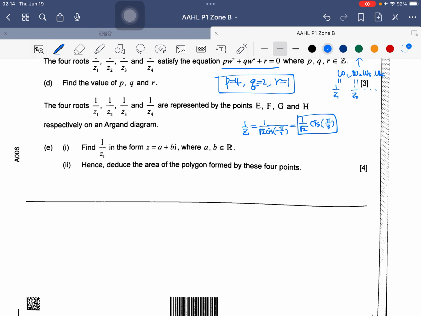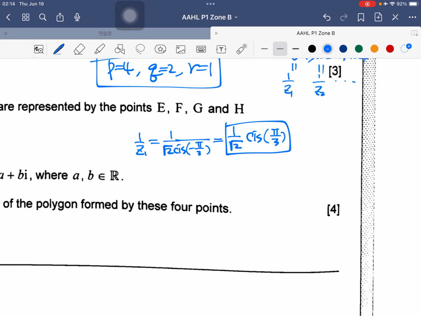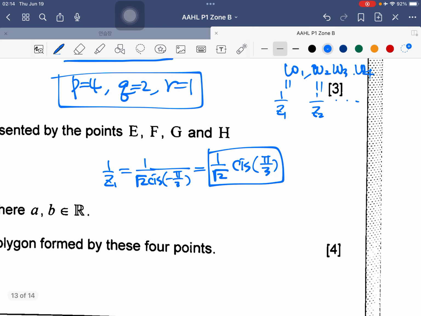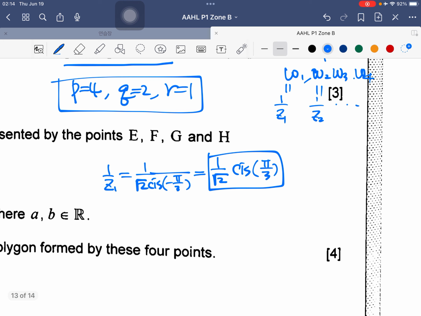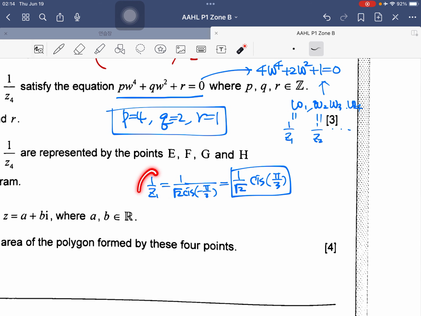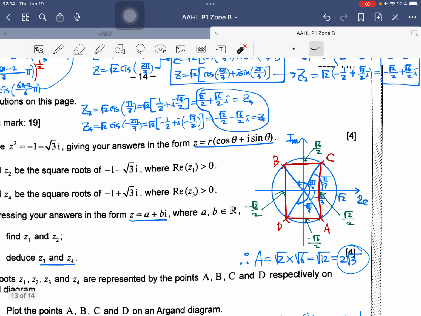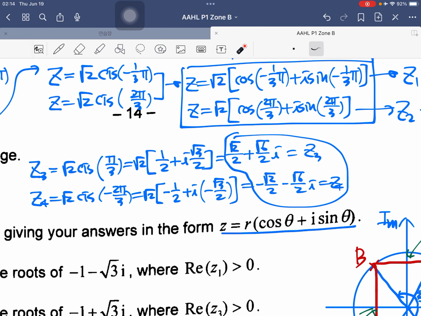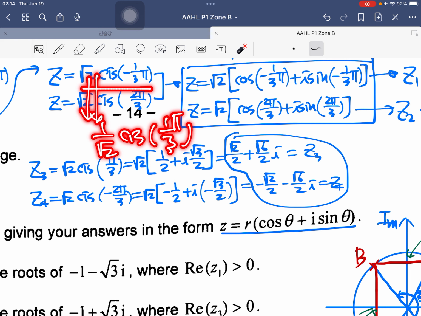Hence, deduce the area of the polygon formed by these 4 points. So similarly, for 1 over z1, every modulus changes to 1 over square root 2 now, but the argument change is the conjugate. So this number becomes 1 over square root of 2 cis pi over 3. So the modulus changed to this length. The argument is not reciprocal. The argument is a conjugate number, right?